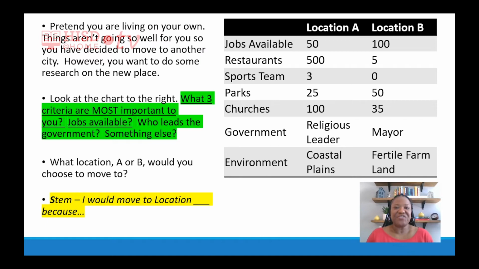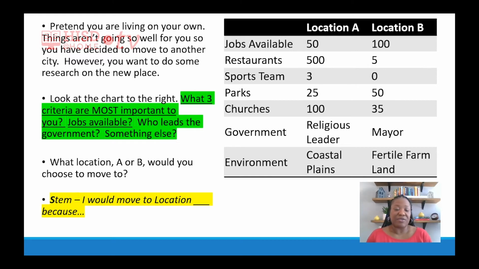Okay, so now that you've had some time to look at the chart and decide which elements are most important to you if you were moving to a new place, how did you decide? So if we look at location A, there's some good things there. Location A has 500 restaurants, but they only have 50 jobs. So what's more important to you? The restaurants or having more availability to work?